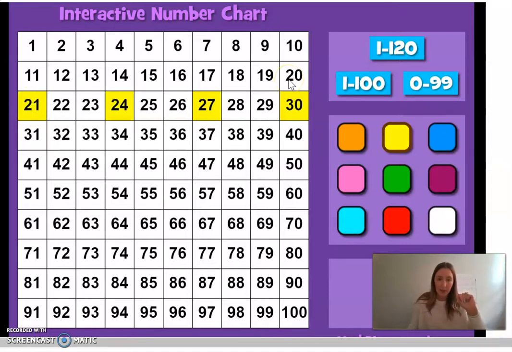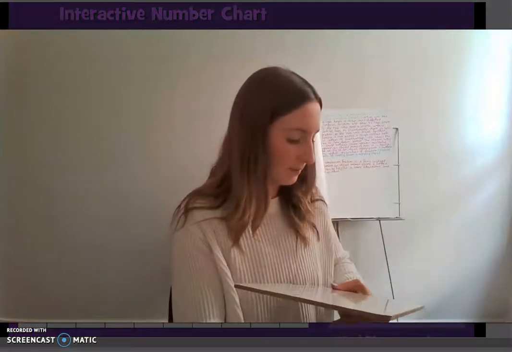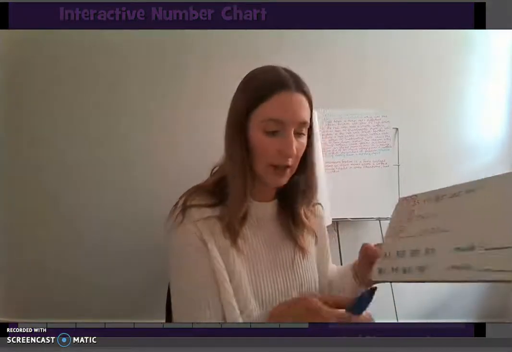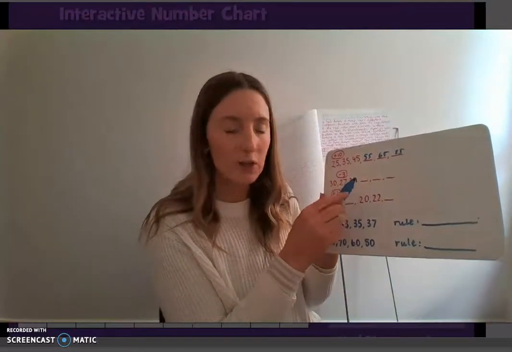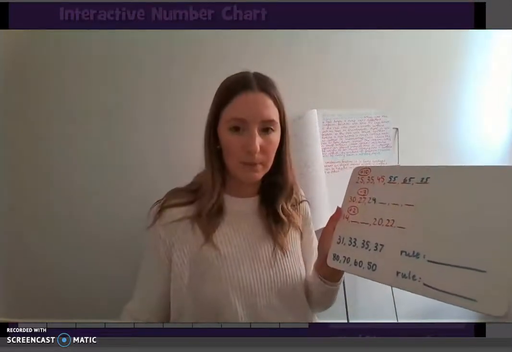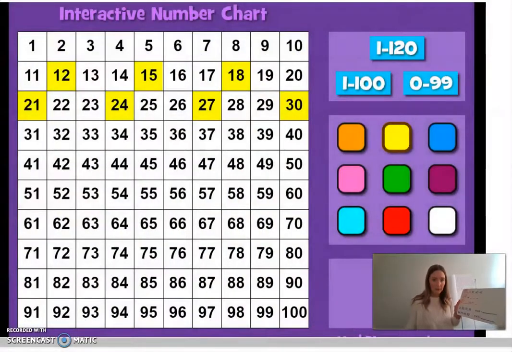Let's count back from 21. 21, 20, 19, 18. 18, 17, 16, 15. 15, 14, 13, 12. So now, oops, circled the wrong one. Now I can write that in on my whiteboard. Now that I've actually got the right numbers too. 30, 27, 24. Let's use my hundreds chart. 21, 18, 15, and it only asks for 3 numbers.